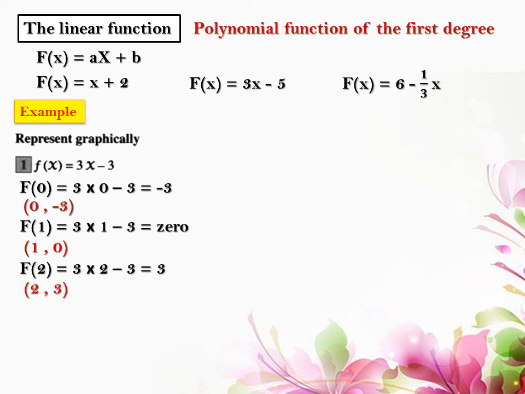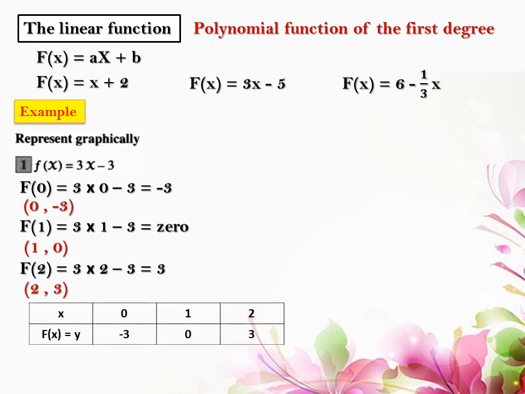This is the first step. We will determine three values and we will get the corresponding values for it to form three ordered pairs. Step number 2, we will record these results in a table like this. The horizontal table consists of columns: x and f of x or y, 0 and the corresponding value negative 3, 1 and the corresponding value 0, and 2 with 3.